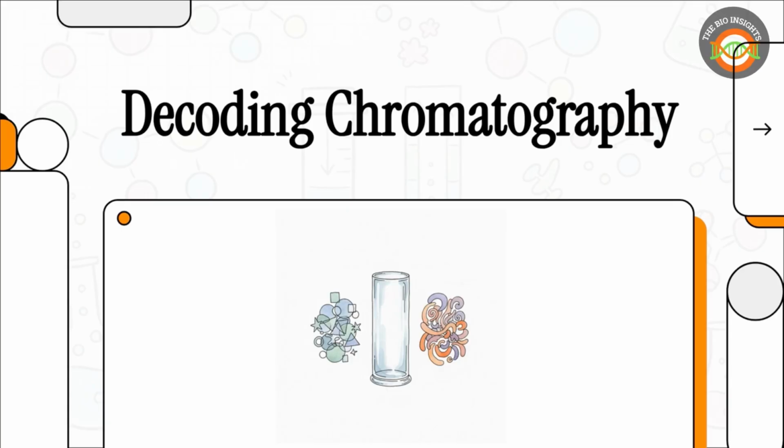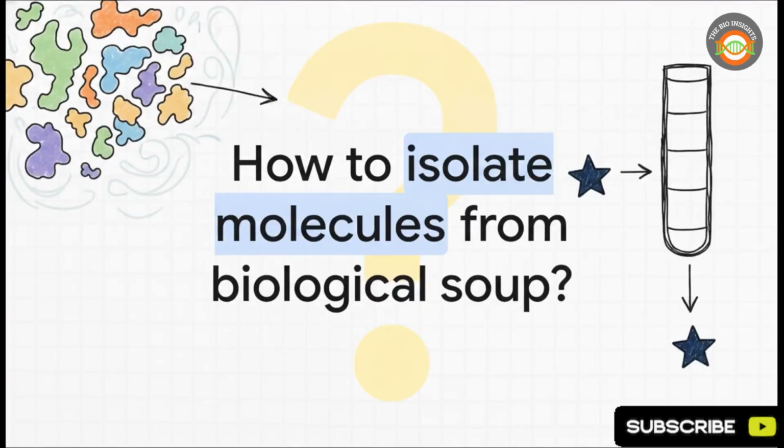Today, we are going to explore what is quite literally one of the most powerful separation techniques in all of modern science, chromatography. Think of it kind of like the ultimate biological sorting machine. It's a tool that absolutely revolutionized how we understand and manipulate the very building blocks of life. But let's set the stage, right?